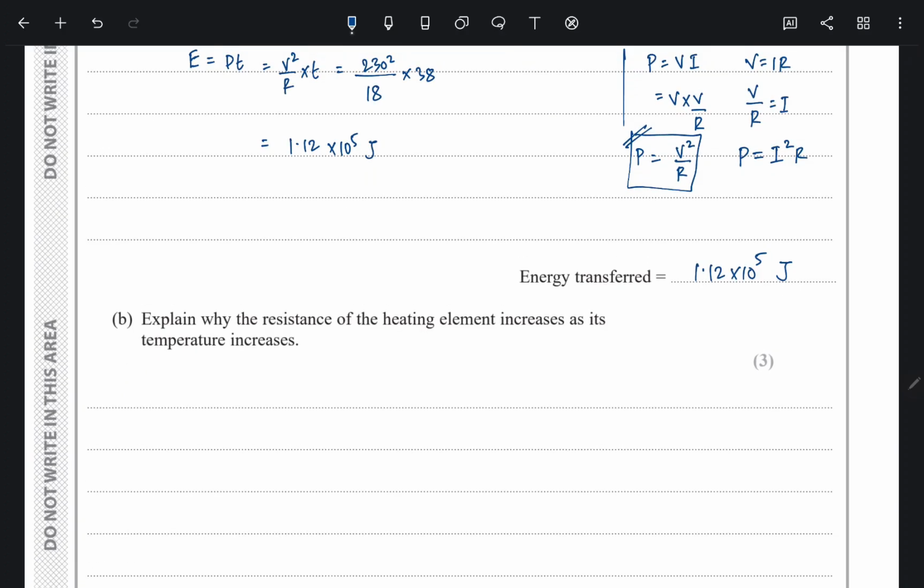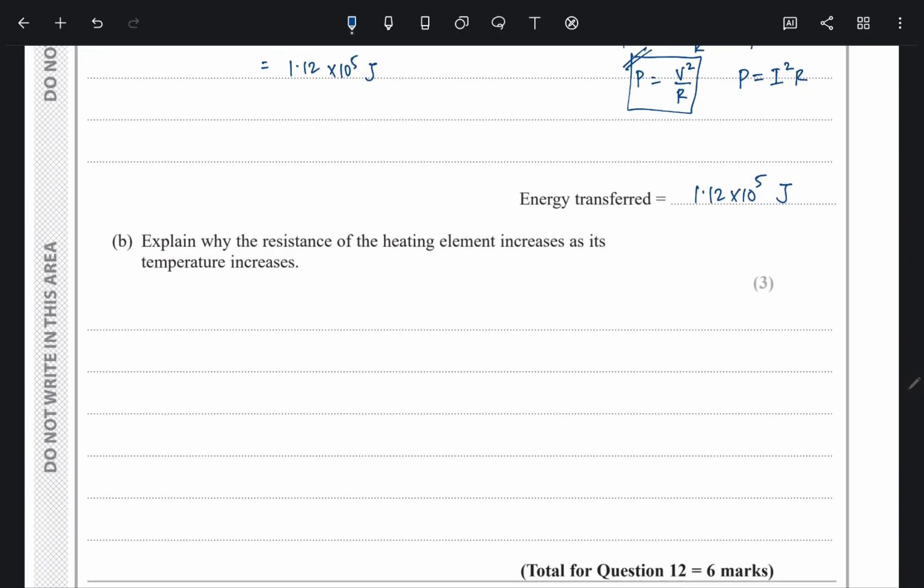All right, question B says, explain why the resistance of the heating element increases as its temperature increases. So when the temperature of a metal conductor increases, the lattice ions start to vibrate with a greater amplitude. And so the collisions between the electrons and the lattice ions would increase per second. And so the increase in temperature increases the resistance.